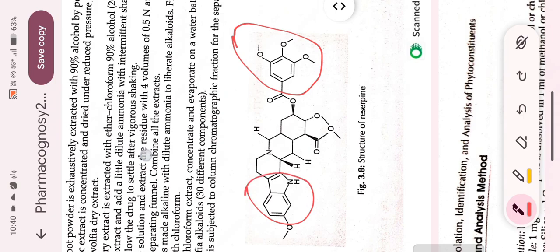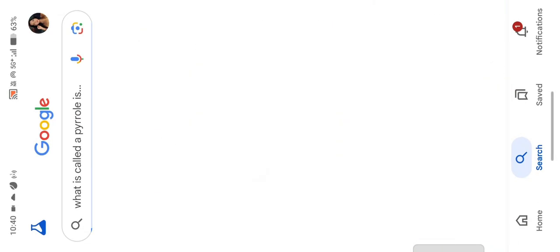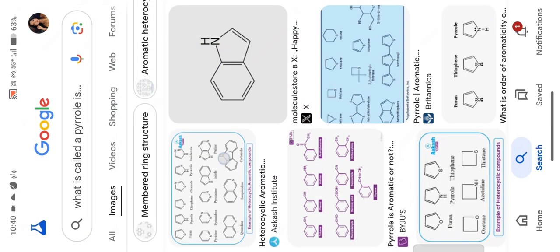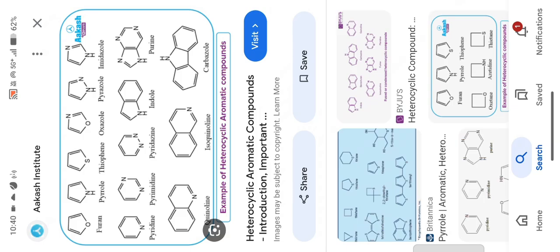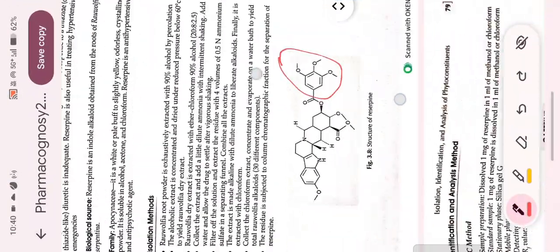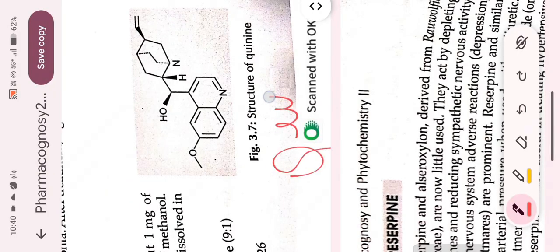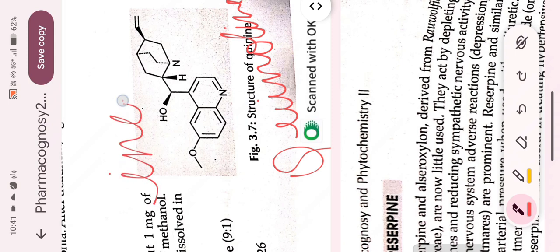Okay, let's divide the thing. This one and this one. You know that benzene is connected to the pyrrole. Oh, that one is indole. Okay, this is indole. Benzene with piperidine. Oh, this is isoquinoline. Okay, okay, that was quinoline. I made a mistake, sorry. So that's why it is quinine. Quinoline, you know, right? Quinoline.